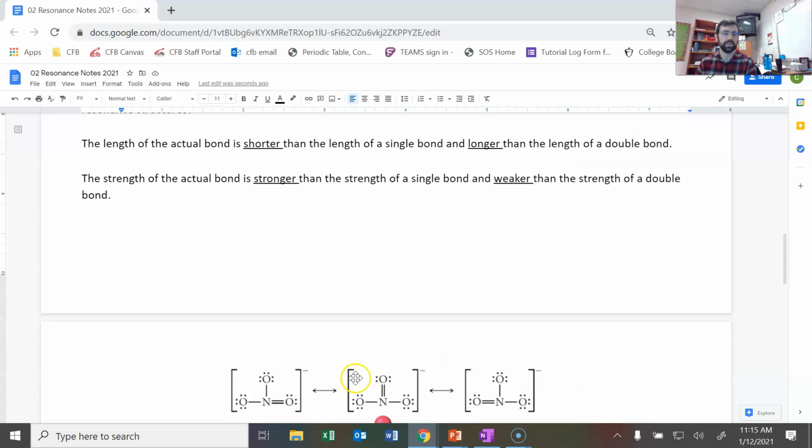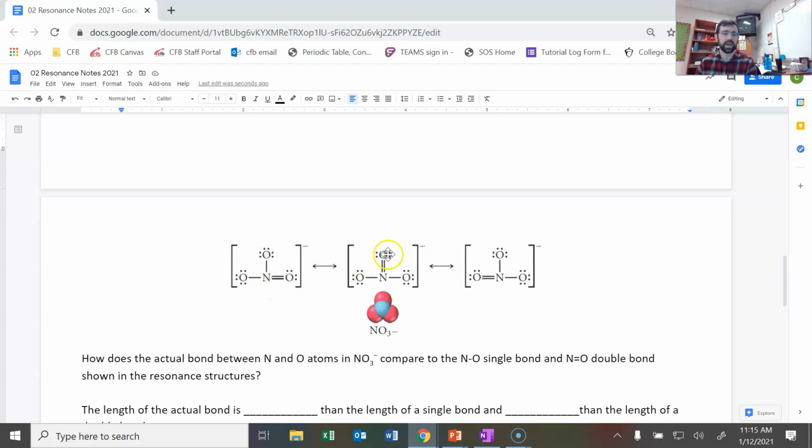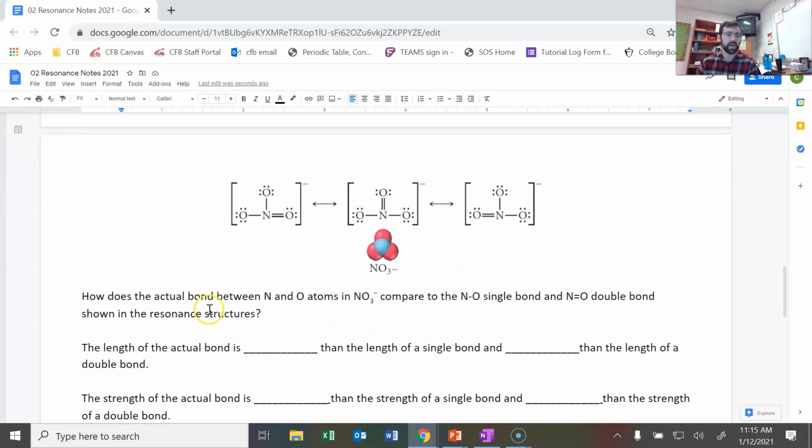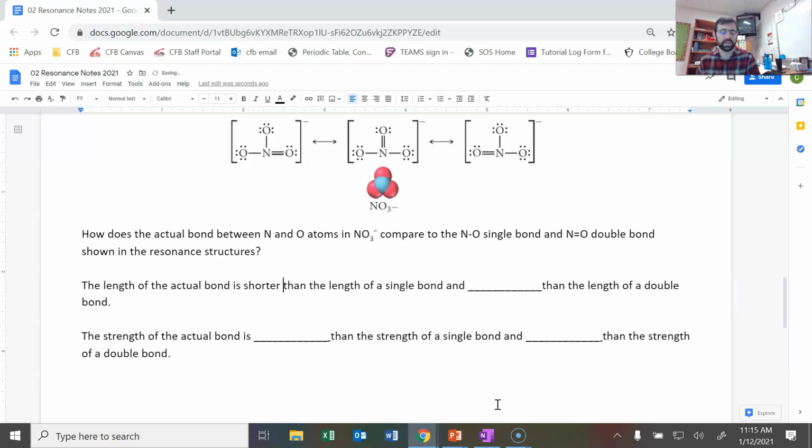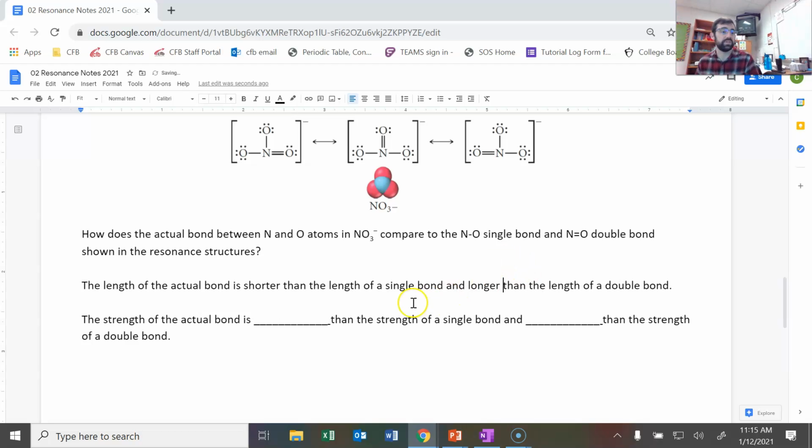Let's look at another example. So you can see NO3, it has 3 different resonance structures because there are 3 different places we could draw the double bond. We had 3 bonds to choose from. So how does the actual bond differ from what's drawn? The length of the actual bond, compared to the length of a single bond, is going to be shorter than a single bond, but it will be longer than the length of a double bond.